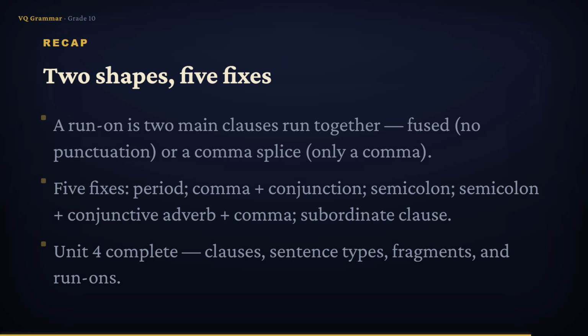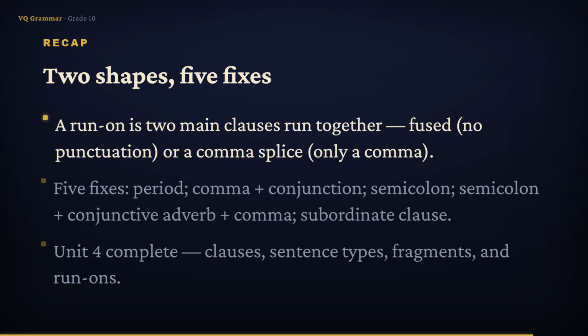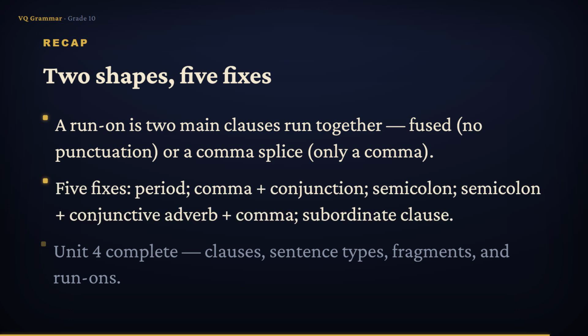Let's pull it all together. A run-on sentence is two or more main clauses run together as if they were one. It shows up in two shapes: the fused sentence, with no punctuation between the clauses at all, and the comma splice, where a single, lonely comma is trying to do a period's work. And you have 5 ways to fix either one: a period, a comma with a coordinating conjunction, a semicolon with a conjunctive adverb and a comma, or turning one clause into a subordinate clause.